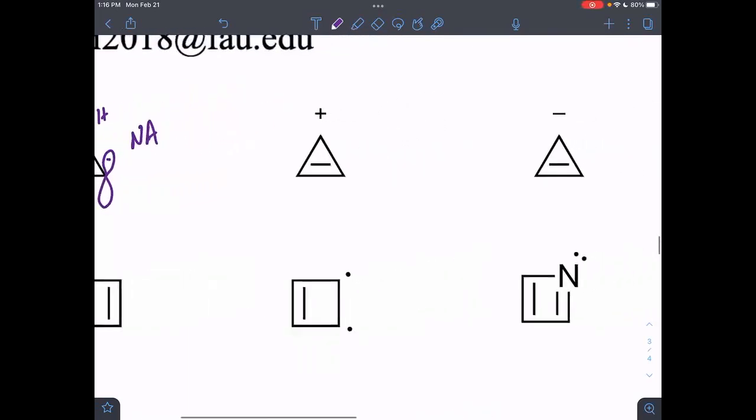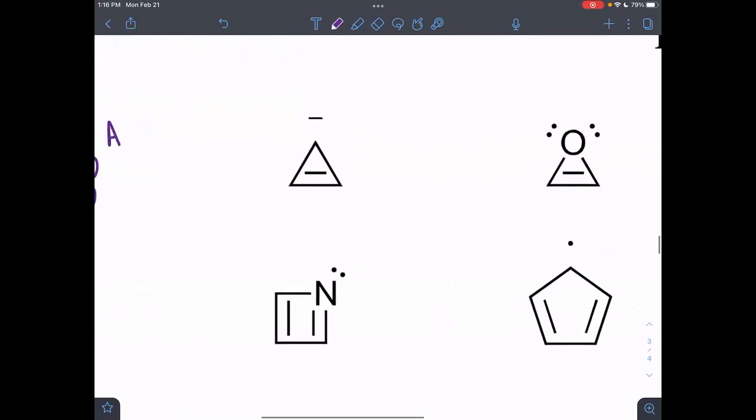Okay, the next one. It's aromatic because it's cyclic, it's planar, smaller than 8 members. And how many pi electrons are there? Yeah, there's 2, 1 from each side of the double bond. So yeah, that's aromatic.